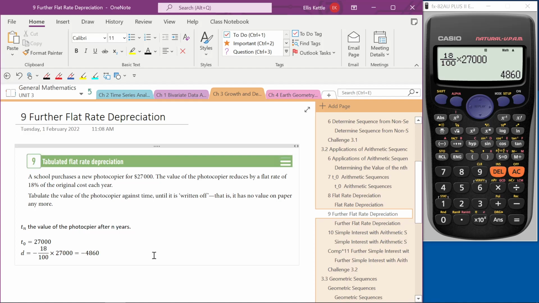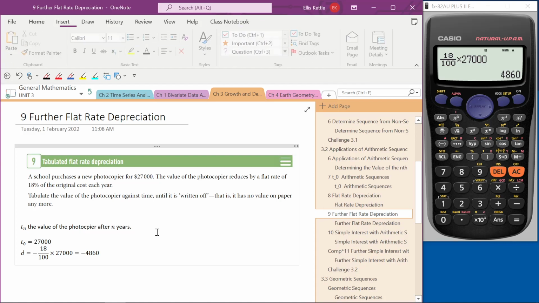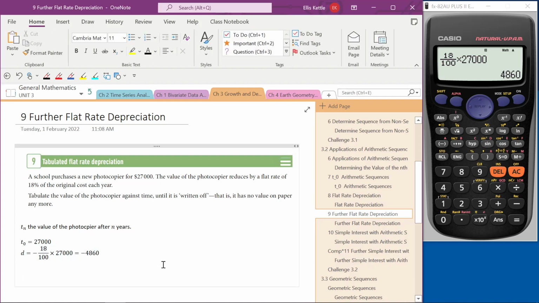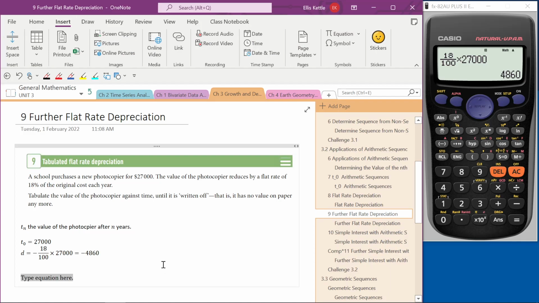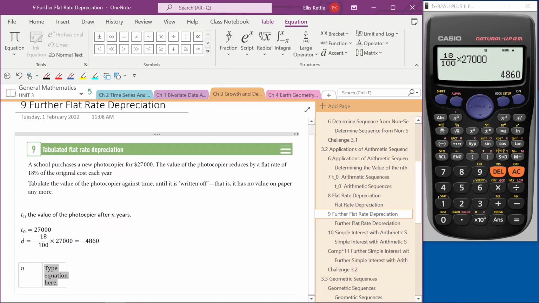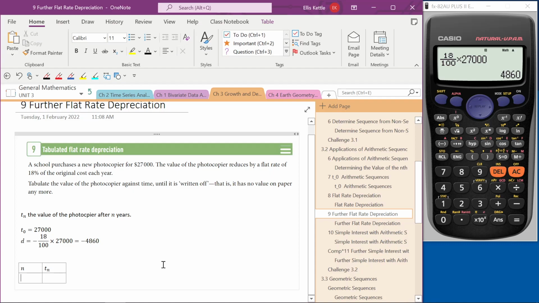Alrighty, so there's my setup of the problem, which is good to do. Then from there, we're just going to begin to tabulate. So in order to tabulate, we're going to need to set up a table. So we're going to keep n, which I'm going to put first, and next to it, we're going to have Tn. Alrighty, so let's begin tabulating. So in the 0th year, we already know it's going to be $27,000.